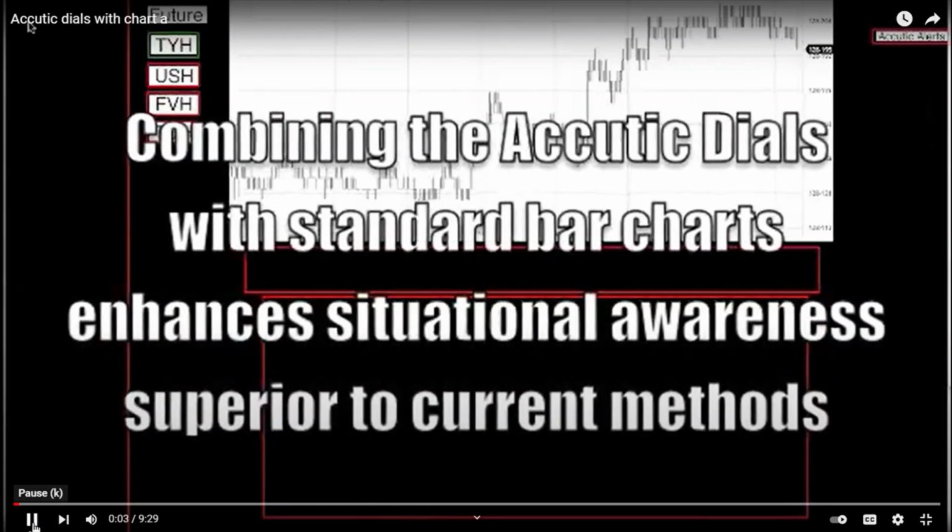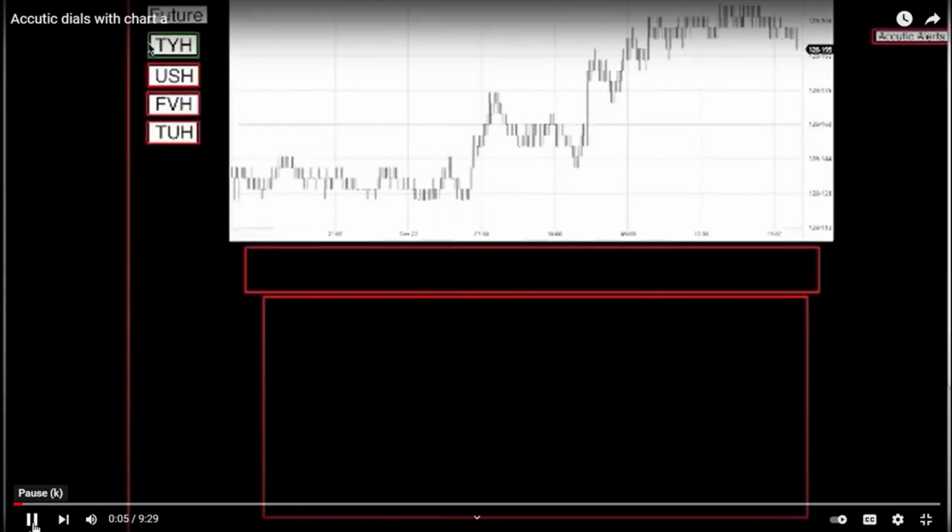So here's how the alerts would work. You would select an underlying security. In this case, we're looking at a March 10-year note. Chart pulls up, and then we would go over and click on the Accutic alerts.